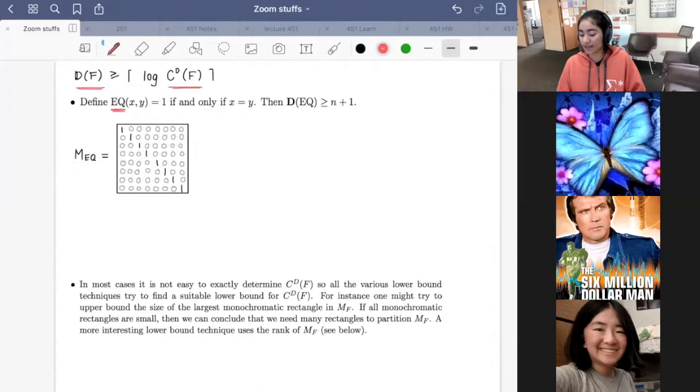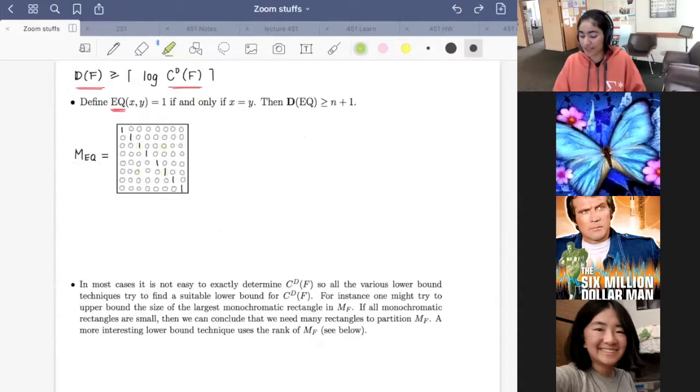Because they're on the diagonal, they have to each be in their own rectangle. If they weren't, like if you somehow decided, you know what, I want this one and this one to be in the same rectangle, well, that would mean you also have to include the corners of that rectangle and include these zeros, and that's not monochromatic at all.